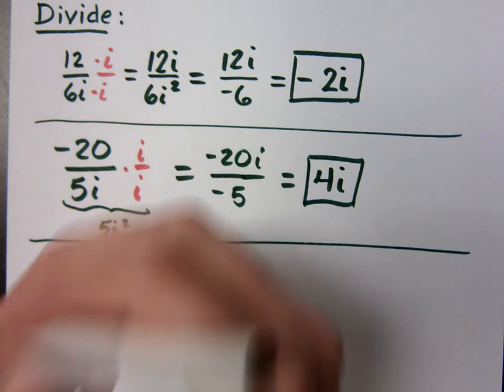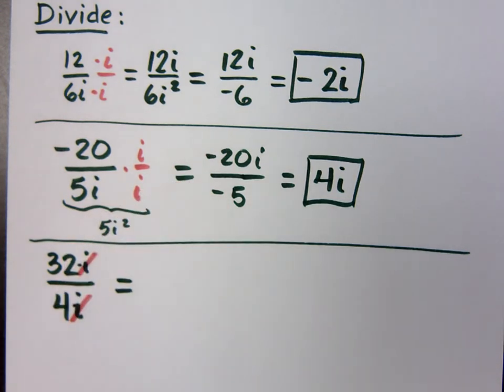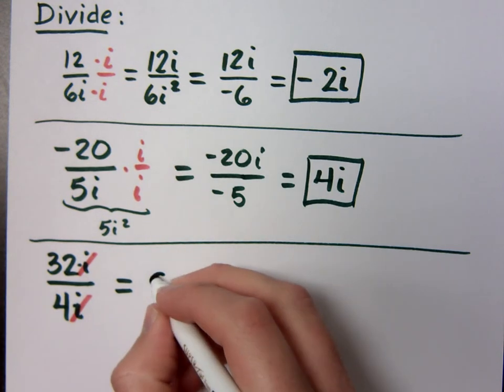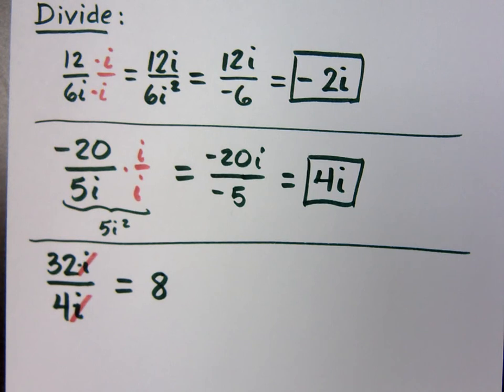Well, isn't this 32i divided by 4i? So what's i divided by i? It's just 1. It reduces, and you get 32 divided by 4. That's 8.